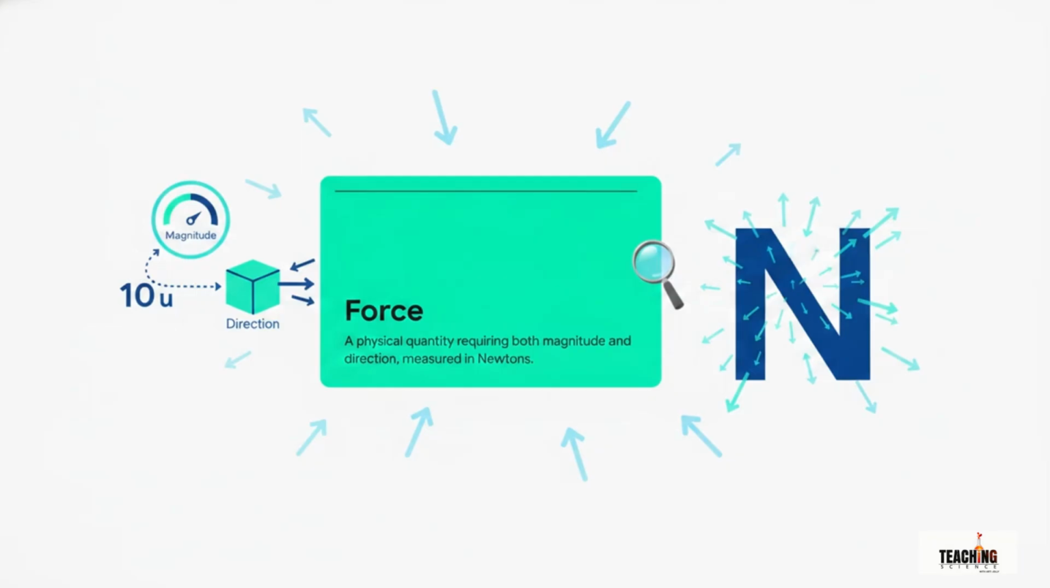So, let's nail down a formal definition. Force is what we call a physical quantity. This means to properly describe it, we need two very specific things. Its strength, which in science we call magnitude, and its direction. It is a vector. Think about it. If you just tell me, hey, I applied 10 units of force, I still need to know, did you push it forward, pull it backward, lift it up? Oh, and the standard SI unit for measuring all this force, that's the Newton, written with a capital N.